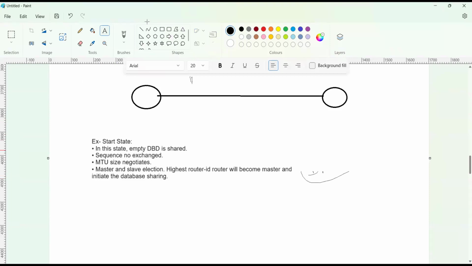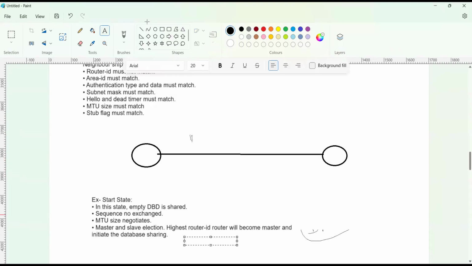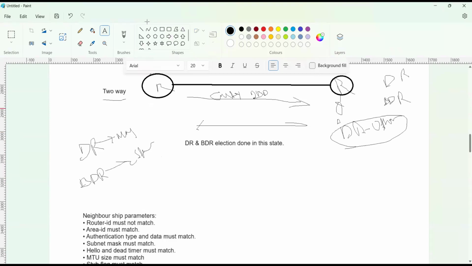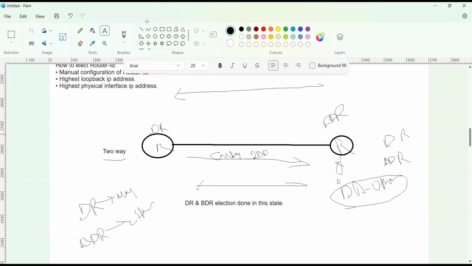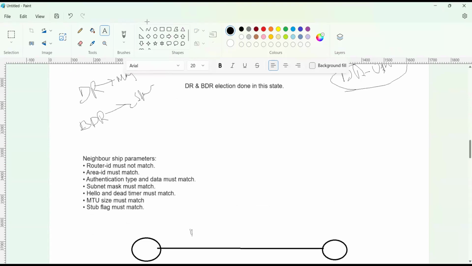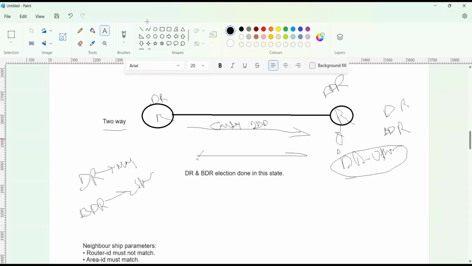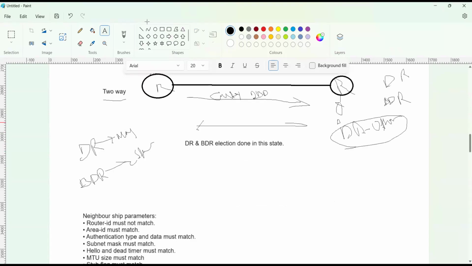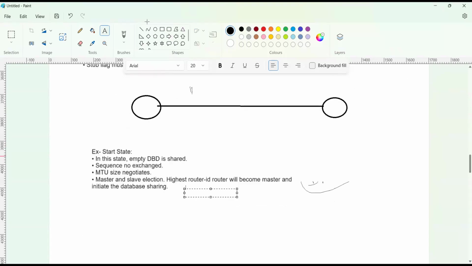In this state, empty DBD is shared and the sequence number is shared, and MTU size negotiation will happen, along with master-slave election. The router with the highest router ID becomes master and initiates the database sharing. As I mentioned here, DR/BDR election will happen here. DR/BDR election is established up to here, but in this state, the election of which one is the master router and which one is the slave router will happen in the ExStart stage.